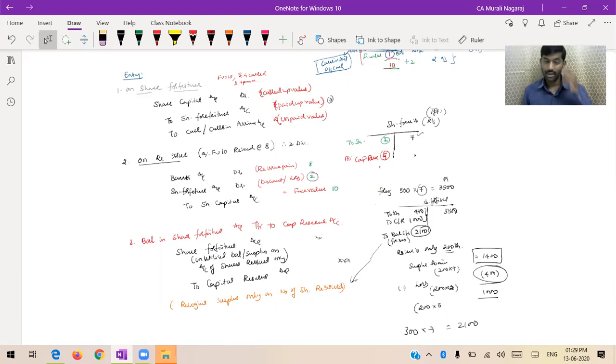Next, if the same shares are reissued, at the time of reissue, to the extent of the discount I have given, that is a loss that I have to adjust with the share forfeiture account. Correct? Over and above, if there is any profit in the forfeiture account, I am supposed to transfer it to capital reserve. Correct? So the maximum discount on reissue of shares I can give is only to the extent of the earlier paid up amount.